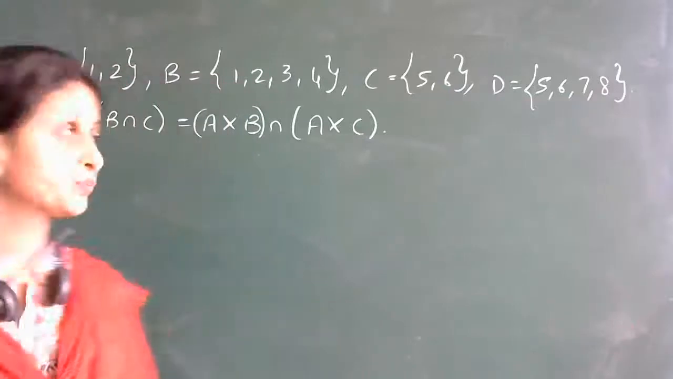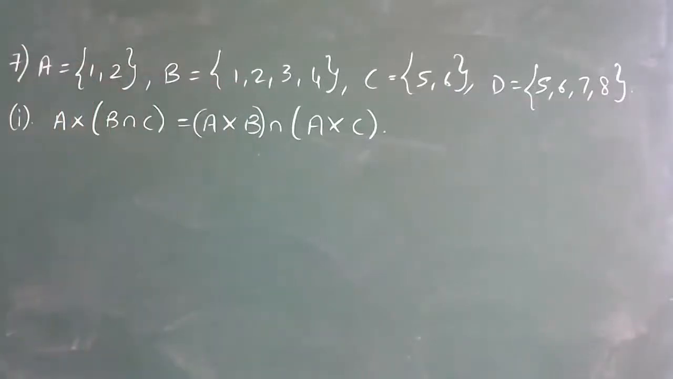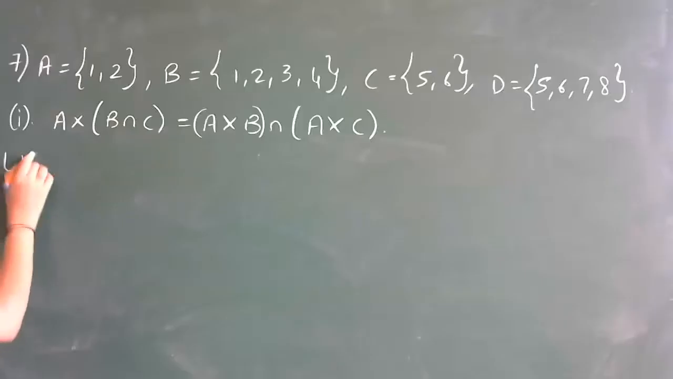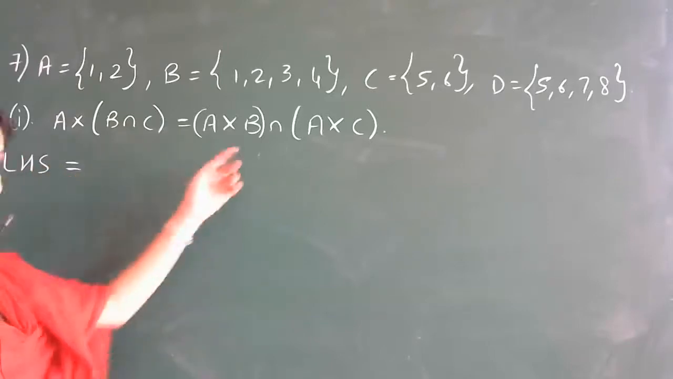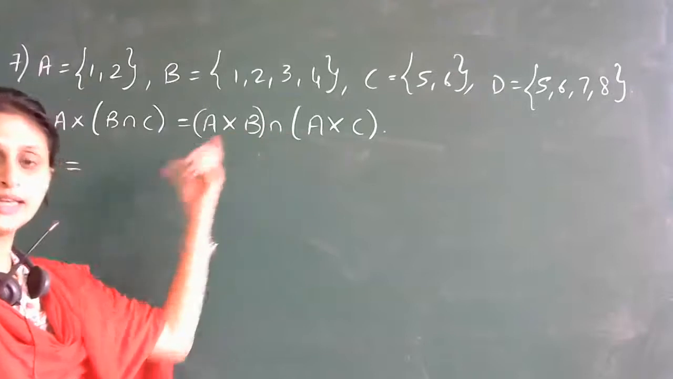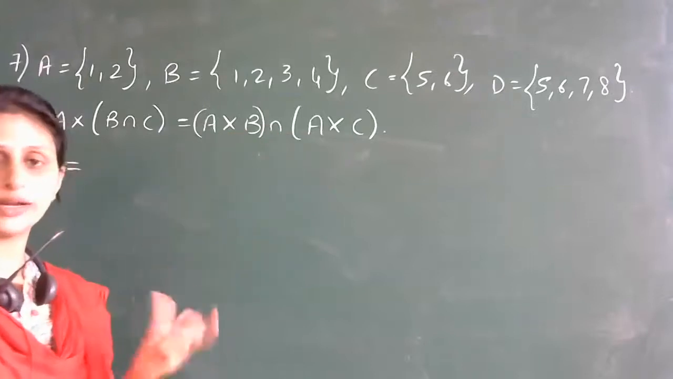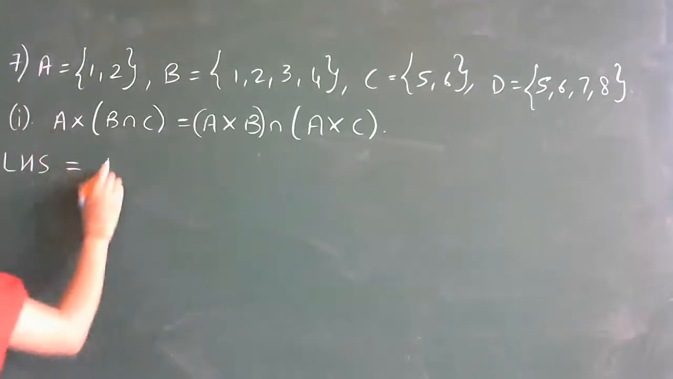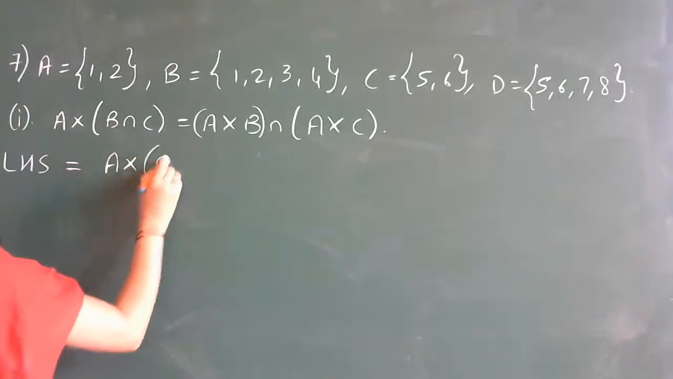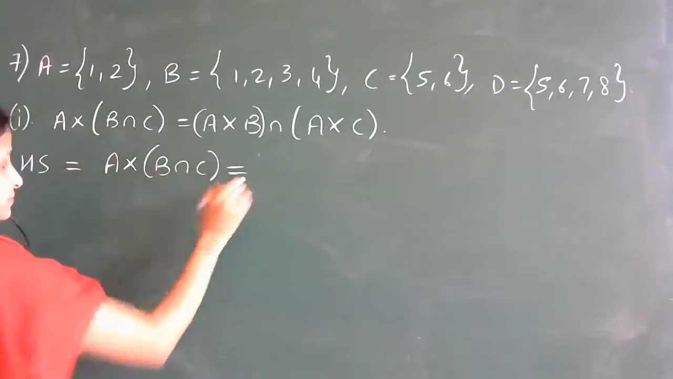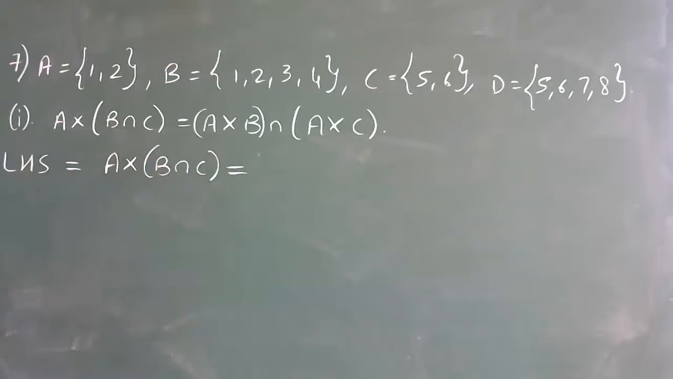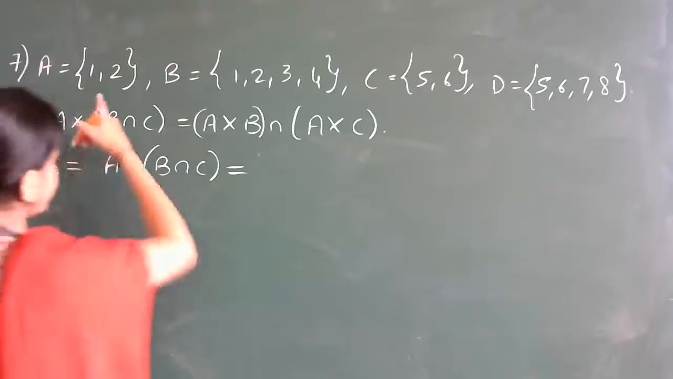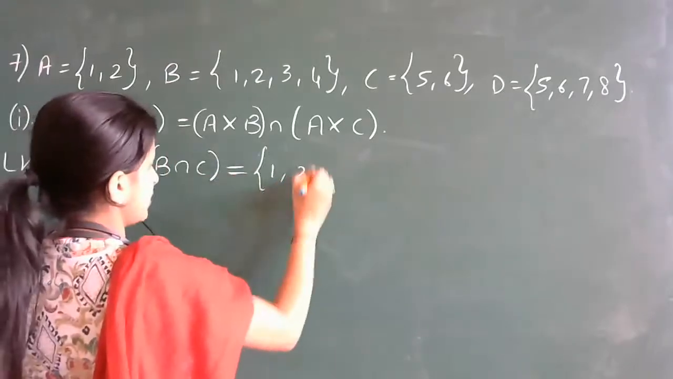What we will do is consider LHS. We will find what LHS is, then we will consider RHS and find it. Then we will see whether LHS is equal to RHS or not. So what is LHS? It is A cross (B intersection C). Now what is set A? It is {1, 2}.